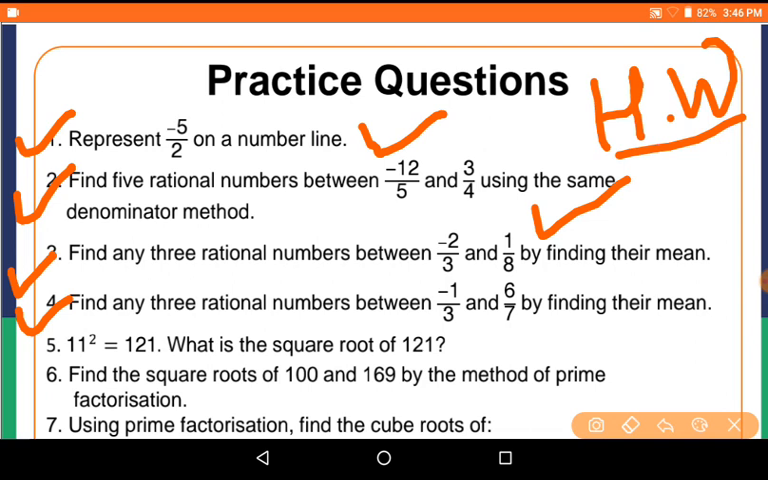So first 4 questions. Later we will take them one by one, then move on to another practice question. So in today's homework, you have to solve inside your notebook, and send photographs of questions 1, 2, 3 and 4. Is it clear? So these are the practice questions for your today's homework.